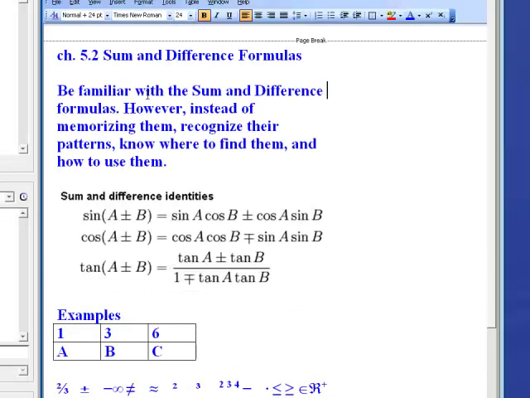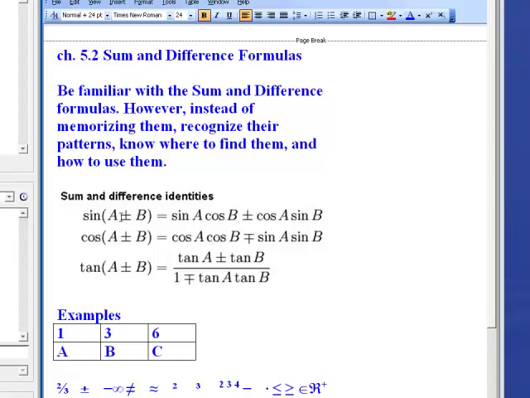Welcome to the section on sum and difference formulas. And here's what I'd like to say first. Be familiar with them. However, you don't need to memorize them. Instead, recognize the certain patterns and know where to find them, for example, in the beginning or end of your book. Respectively, I wrote them down here and how to use them.